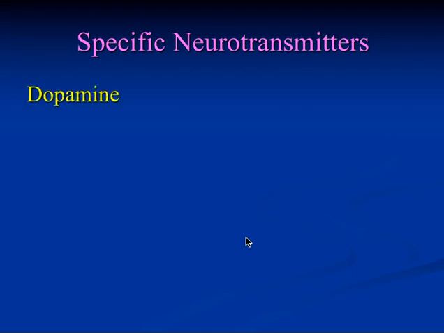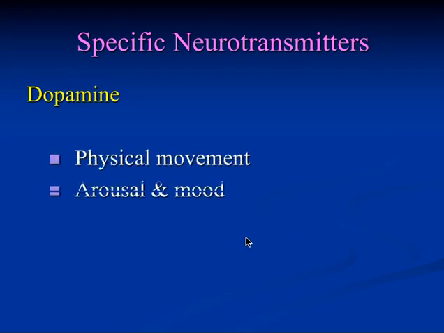The next neurotransmitter that's very well known, and there are lots and lots of neurotransmitters, but we just go over a few of them in this course, is dopamine. It's involved in physical movement, arousal, and mood. Arousal means how alert you are, and thinking. So dopamine does all of these different kinds of jobs depending on where it's working in the nervous system and what kinds of dopamine receptors it is working with.